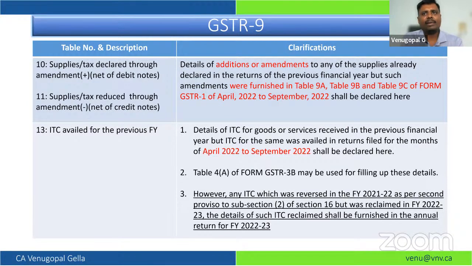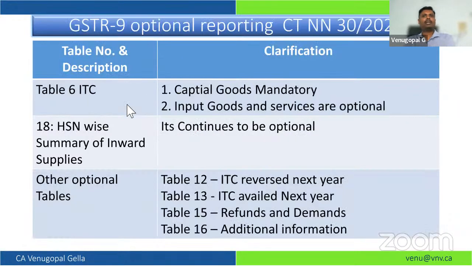ITC availed can be taken up until this September. Please read it as November. The change that happened is that September is now November. In terms of the input tax credit, the credit has to be segregated between CGST, SGST, IGST, and you have to segregate between ITC input services, input goods, and capital goods. The government said reporting of capital goods is mandatory, but input goods and input services you can merge, it's not mandatory. HSN wise inward continues to be optional. ITC availed reversed next year is also optional.